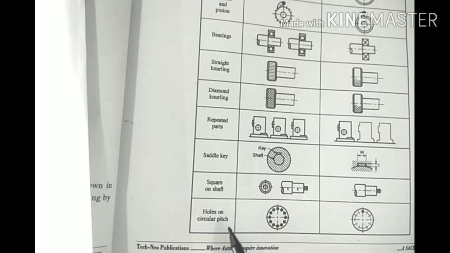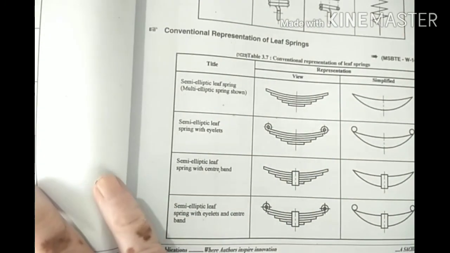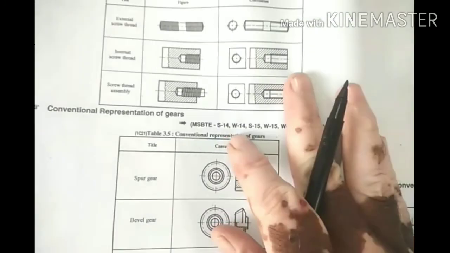And holes on circular pitch. If there are a number of holes on a pitch circle diameter, you can conventionally represent it like this, with only one hole shown and then the center line provided. So this is all about the conventional representation of machine components.